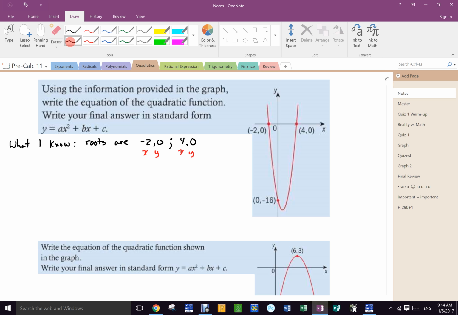What else do I know from this graph? Excellent. I know the y-intercept equals -16, yes? Everyone agree? So now, what can I do? I have the roots. I know the y-intercept. What from page 110 uses more of this information? You talk to your neighbor and decide.